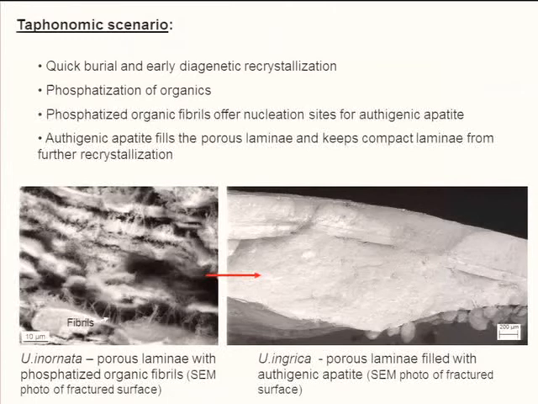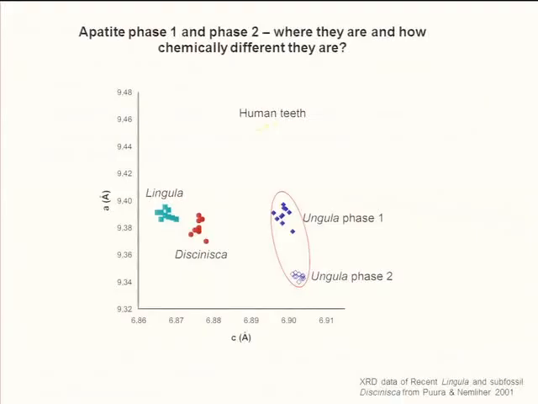The first burial of the shell probably was quick. Some of the original shell fibrillar organics may have been preserved, as has been described, for example, in the case of Cambrian Ungula inornata. And these phosphatized fibrils could have acted as additional nucleation sites for orthogenic apatite, and when this orthogenic apatite filled the porous lamina, it could have protected the compact lamina from further recrystallization.